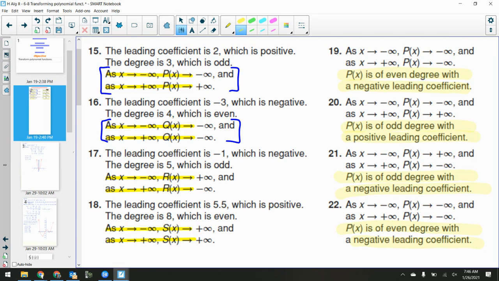Yes? Will you not get the point if you don't put the "and"? No. So here, let me fix it. Is that better? There we go. That's what I need to see. Does that make sense? Is that better? Yep. Okay, got it. Questions about anything 15 to 22?